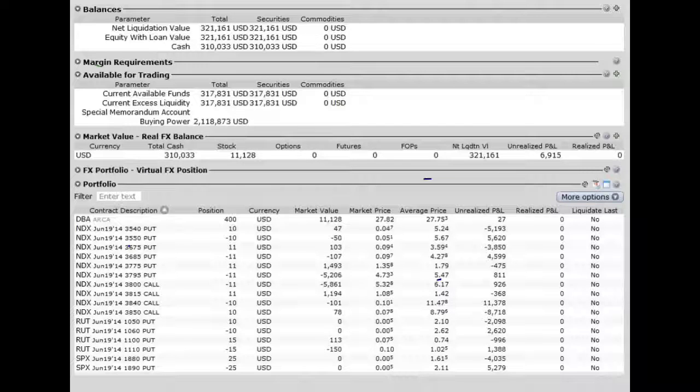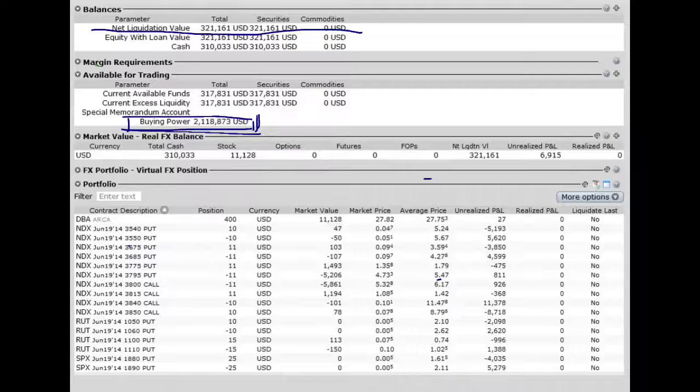Like, the person has a net liquidation value. That's what the account is actually worth if they were to liquidate it, $321,000, whereas they have buying power with all the margin of $2 million. So you could actually leverage, you can use options, you can get really bullish or really bearish on the market and use much more money than is in here. But that's not the purpose of what we're doing.